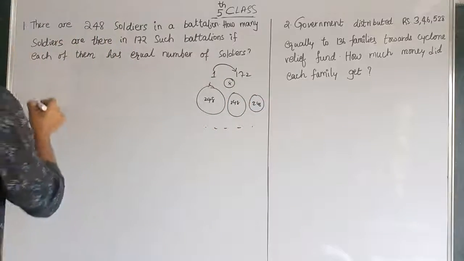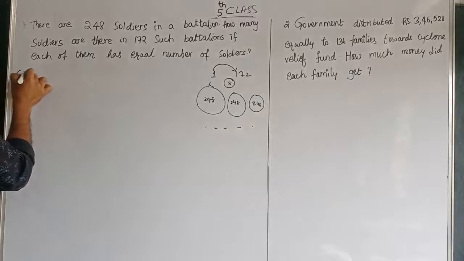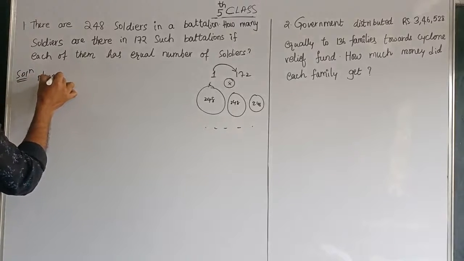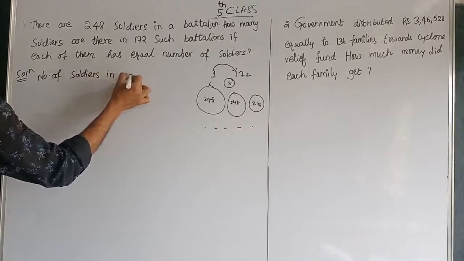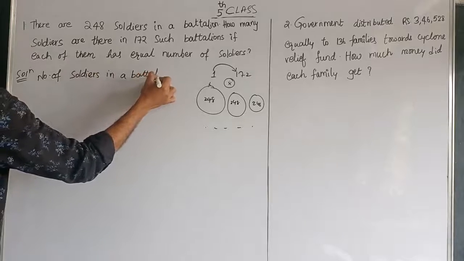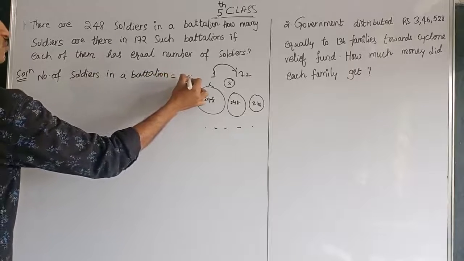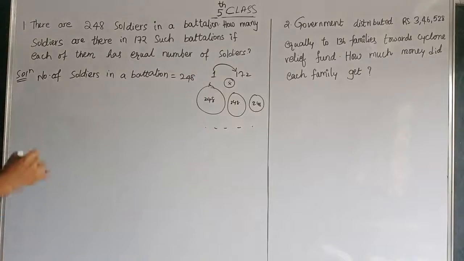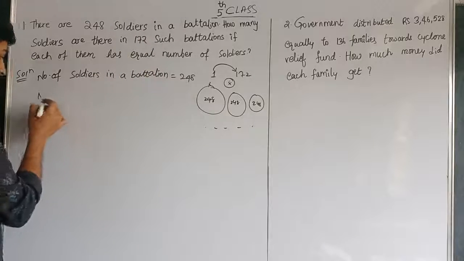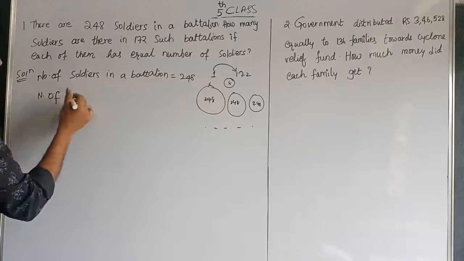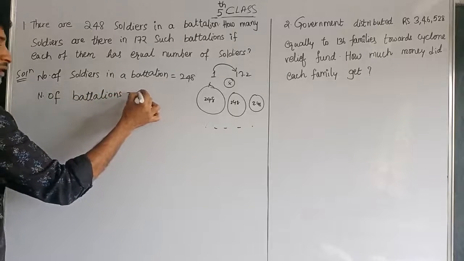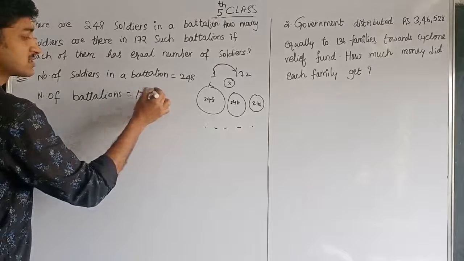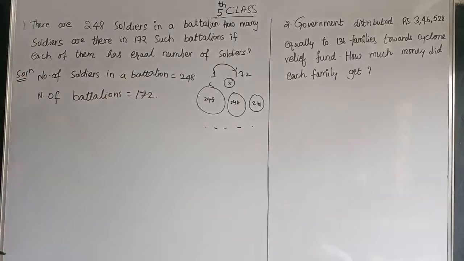Okay, so see here. Number of soldiers in a battalion is equal to 248. Then how many battalions do we have? We have 172 such battalions. Therefore, number of battalions equal to 172. Now we are going to find the number of soldiers.